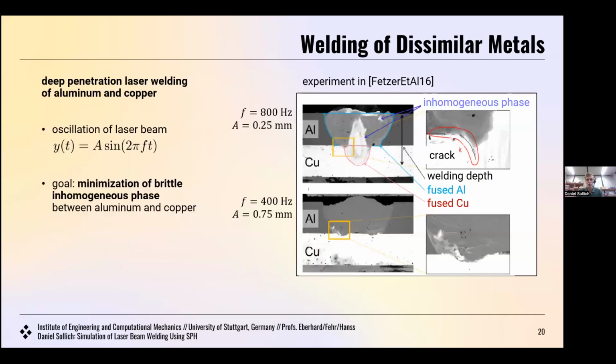Now I jump to my first simulation example, the welding of dissimilar metals, here in the example of aluminium over copper. And basically the goal here is to minimize the inhomogeneous phase between aluminium and copper. And usually in the experiments, what is done is that you apply an oscillation of the laser beam, which then greatly reduces the creation of this inhomogeneous phase.